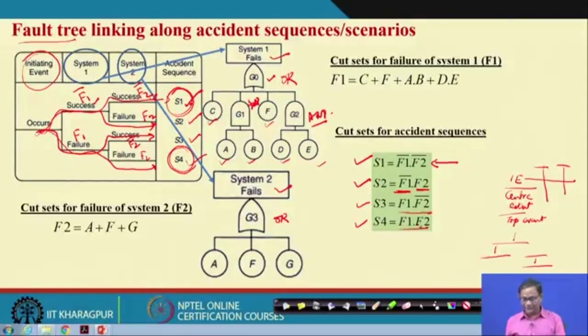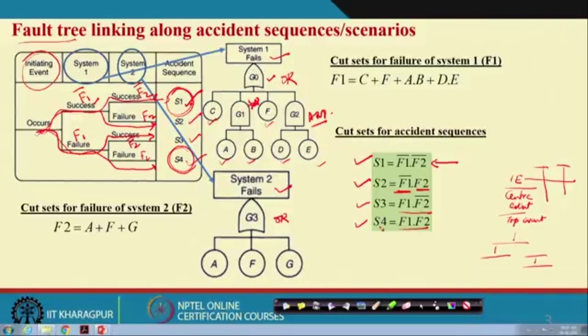Okay. Now, this is in terms of the system pivotal events, like pivotal event 1 and pivotal event 2, or system 1 failure and system 2 failure that you are writing. But what we are interested to know is how the basic events with reference to system 1 and system 2 failures are linked with these 4 sequences. That is basically linking the fault tree with the accident sequences.